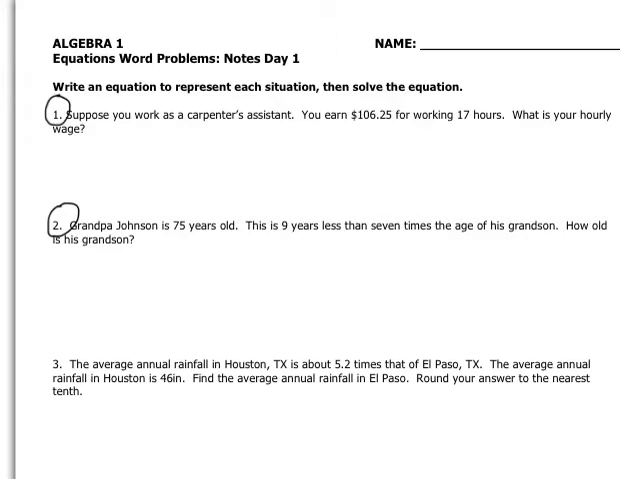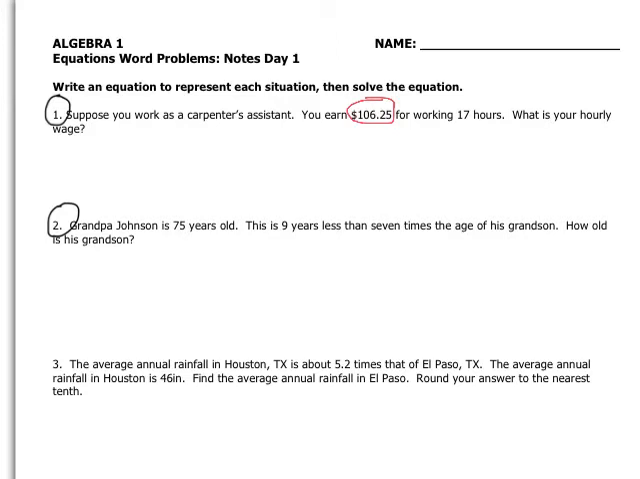Here we have a total equals everything else problem. So let's read. Suppose you work as a carpenter's assistant. That honestly, in the context of what we're trying to find, doesn't matter now. It will matter later. Here are some numbers. You earn $106.25. What does that sound like? Sounds like a total to me. It's the total amount they earned.